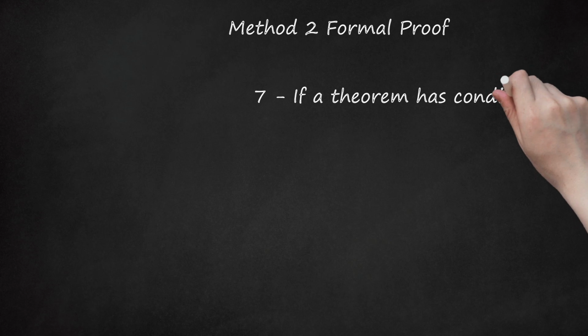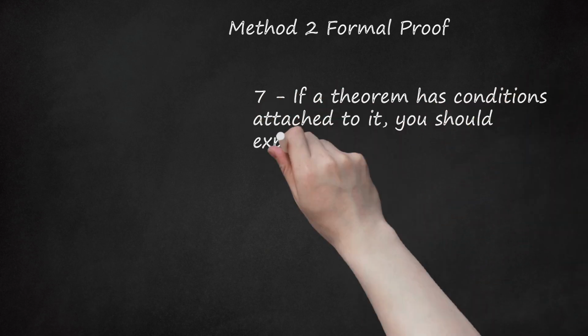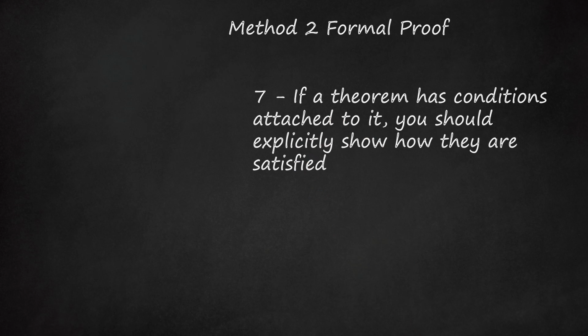7. If a theorem has conditions attached to it, you should explicitly show how they are satisfied. For example, if your statement is that triangle ABC is congruent to triangle DEF, you might use this detailed reason: BC equals EF, line 5, and angle ABC equals angle DEF, line 13, and angle BCA equals angle EFD, line 16, and the ASA congruence theorem. Where the earlier 5th, 13th, and 16th lines of the proof show prerequisite angle and side congruences for ASA to apply.